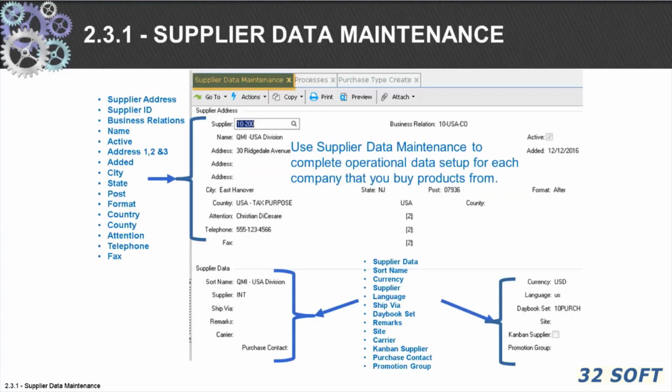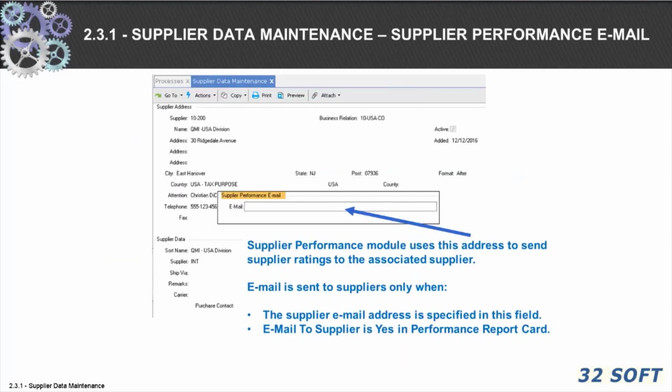We use 2.3.1 Supplier Data Maintenance from the old SE side to complete operational data setup for each company that you buy products and services from. Supplier Performance Module uses this address to send supplier ratings to the associated supplier. Email is sent to the suppliers only when the supplier email address is specified in this field and the email to supplier is yes in the performance report card.